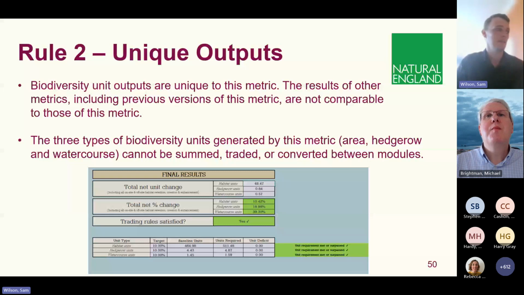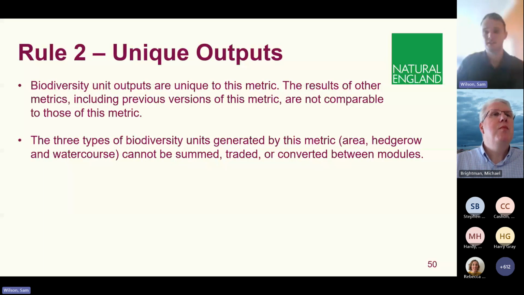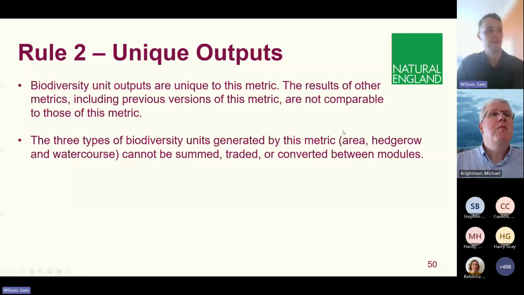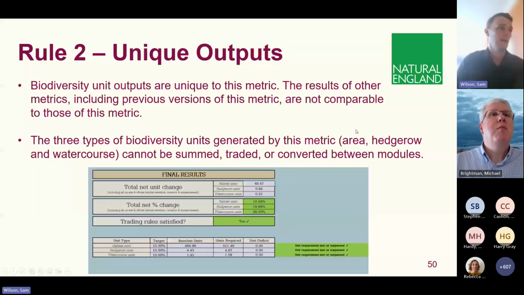It's also meaning that the 3 types of biodiversity units generated by the metric, and as we said earlier, that's area, hedgerow and watercourse units, can't be summed, traded or converted between. So if you've got, like that example earlier, 100 area units and 40 watercourse units, you couldn't post-intervention deliver 200 area units and no watercourse units and say, oh, well, I've delivered all of these area units. You can't compare across the 3 different types. You have to treat them all independently of one another.